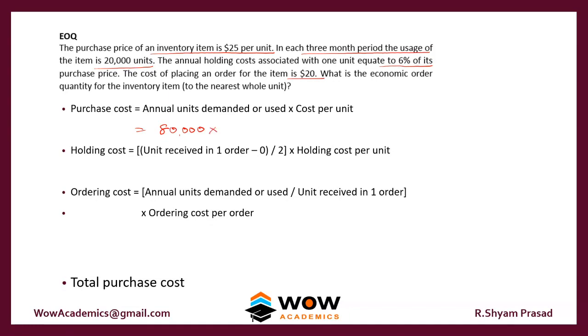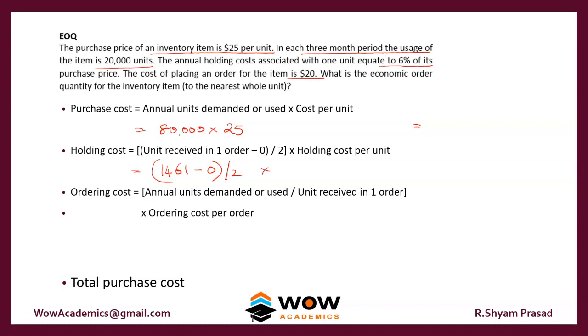Okay, the same problem. The cost per unit is 25. So this will give you the total purchase cost. We will now work out the holding cost. In one order, how many units will we receive? We just saw that in one order we will be receiving the EOQ units of 1461, minus 0. Divide this by 2 and multiply that answer with the holding cost per unit.